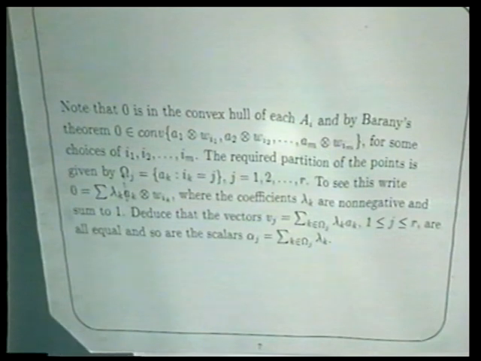And now you can see the partition. The partition is according to the indices of these W_i's. There were r W_i's, W_1 up to W_r. And now we can split it, and the r parts are given by omega. The j-th part will be omega_j, all the A_k's, so they were tensored with W_k, so that i_k is j. So this gives us the partition.